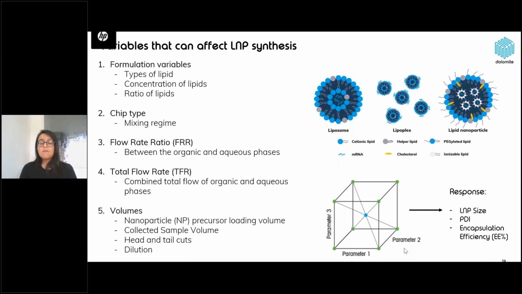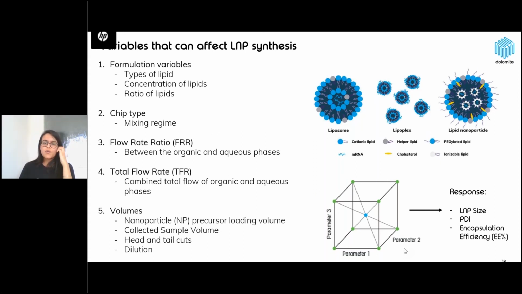Other things which can influence the final size and the product of your lipid nanoparticles is volume, such as your loading volume. How much sample are you using per generation, for example? And because we're using microfluidics and using smaller samples, the need to remove the front and the back part is also very important. So you're collecting the center heart cut, which can give you very accurate, reliable results each time, as well as the optional dilution step. So there are a lot more variables which contribute to LNP synthesis and the output.